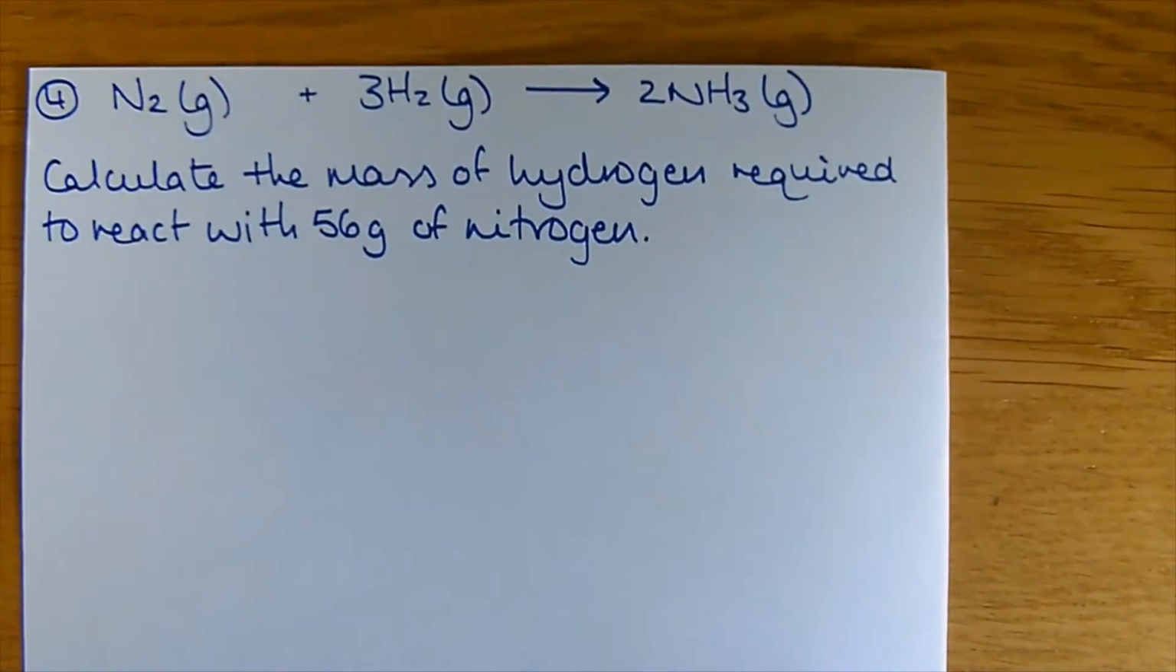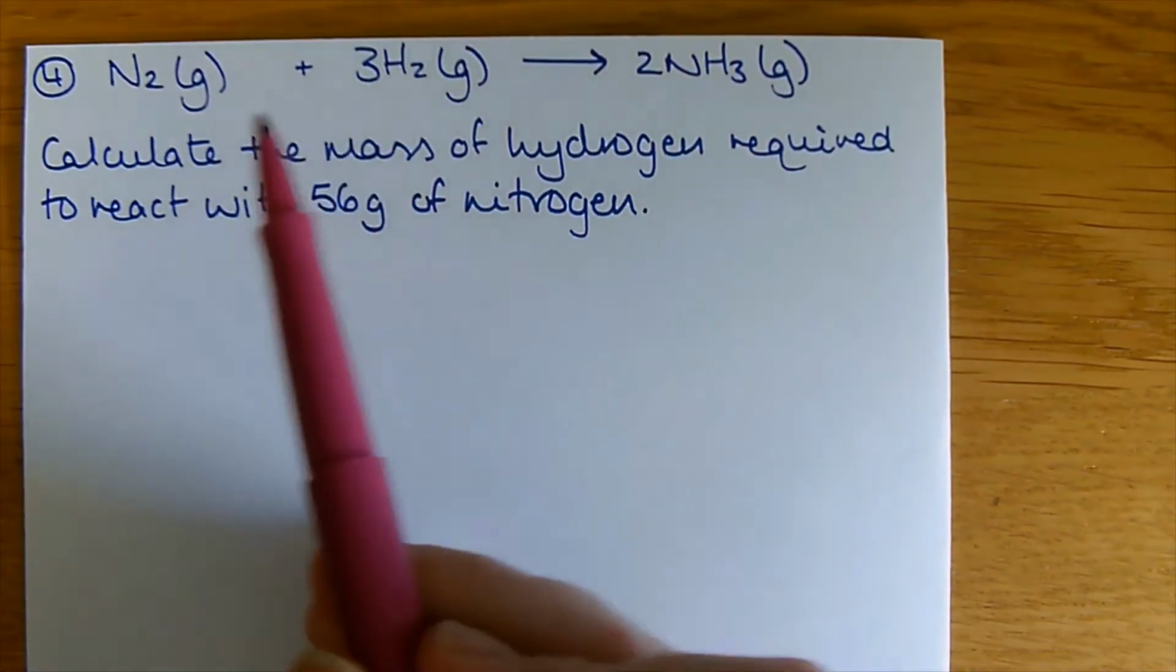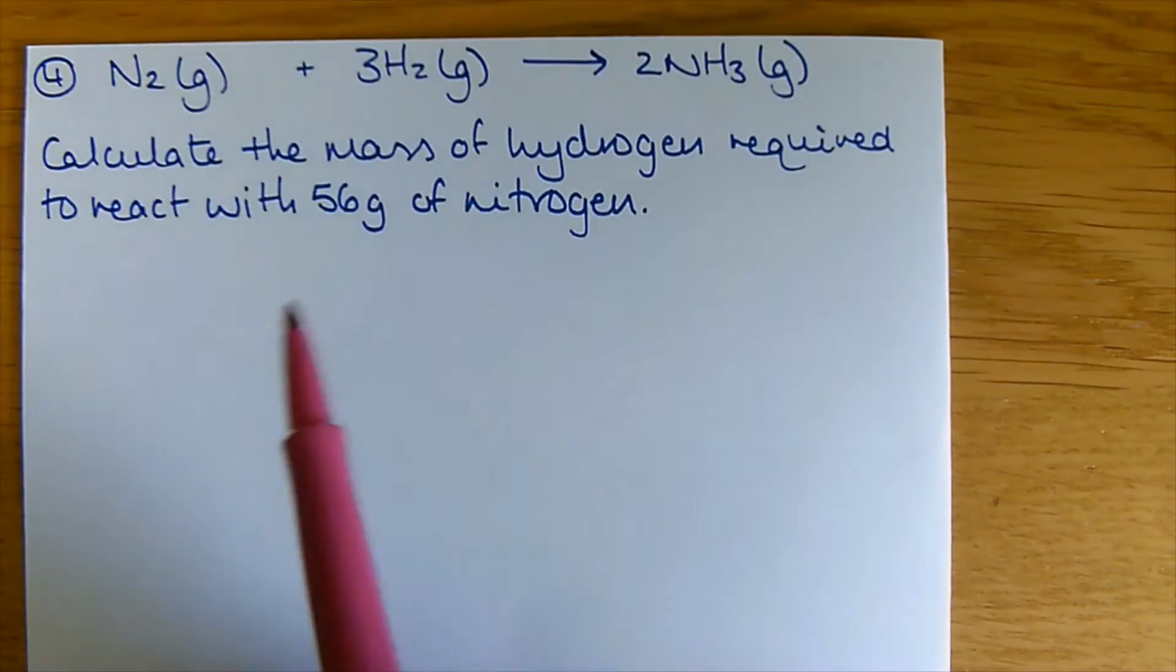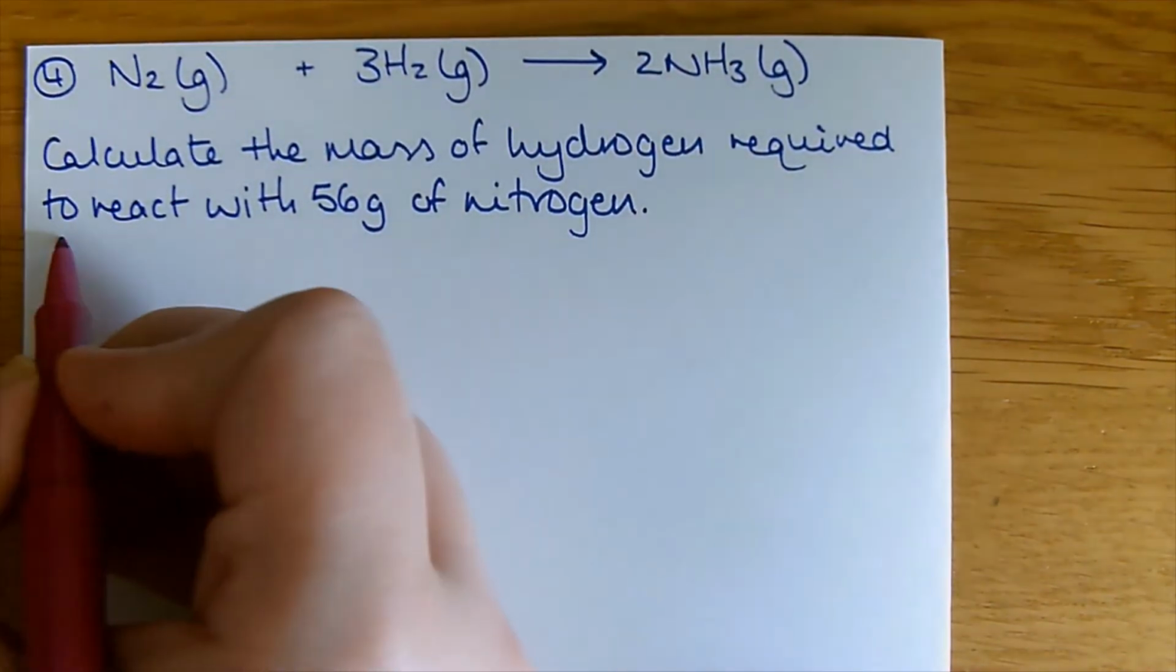Moving on now to question 4. Calculate the mass of hydrogen required to react with 56 grams of nitrogen. 2 nitrogens, 2 nitrogens, 6 hydrogens, 6 hydrogens. It's balanced.